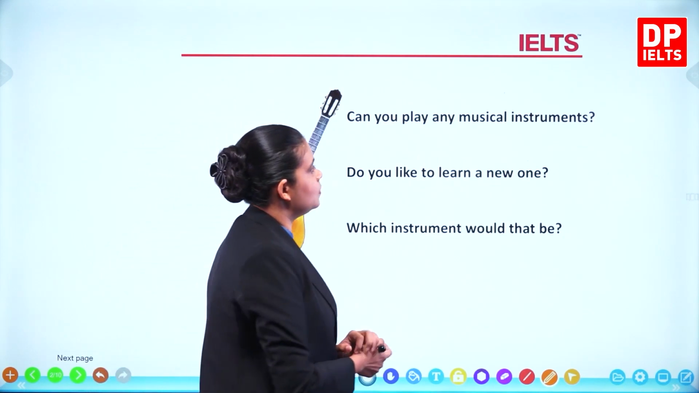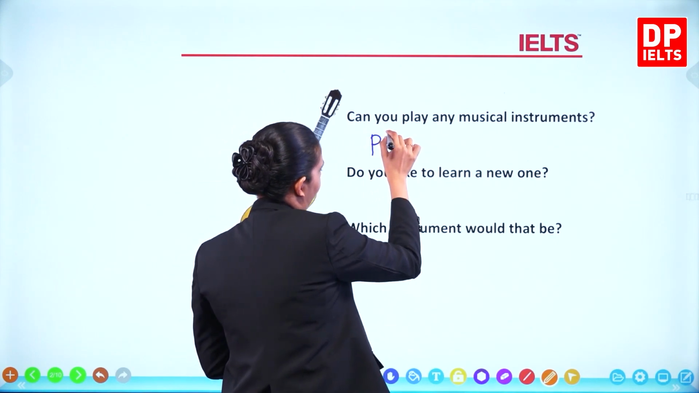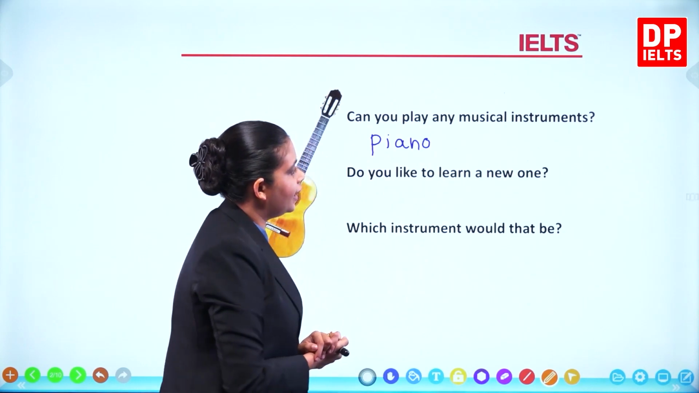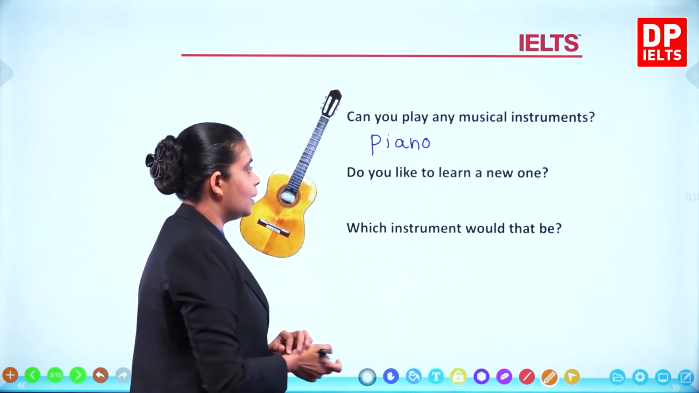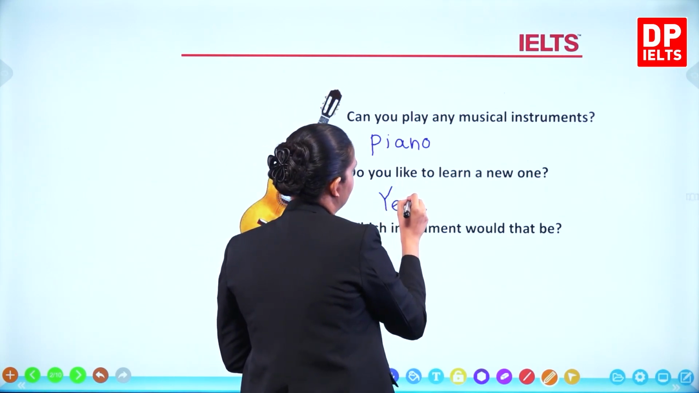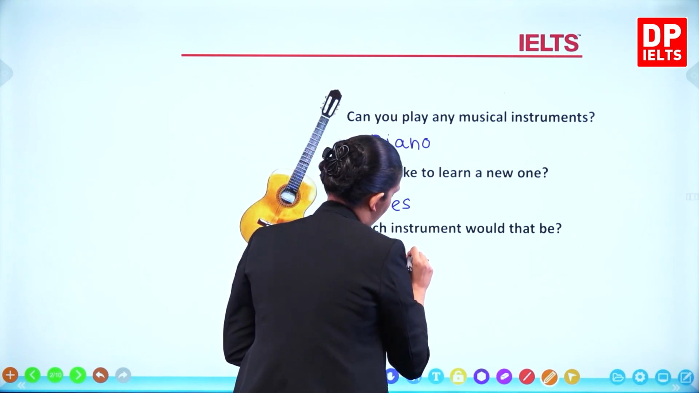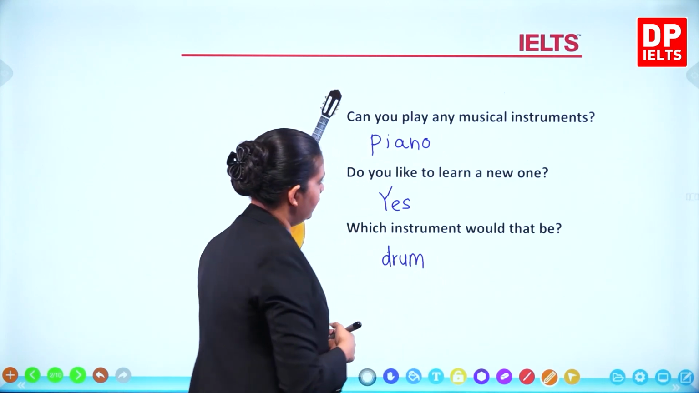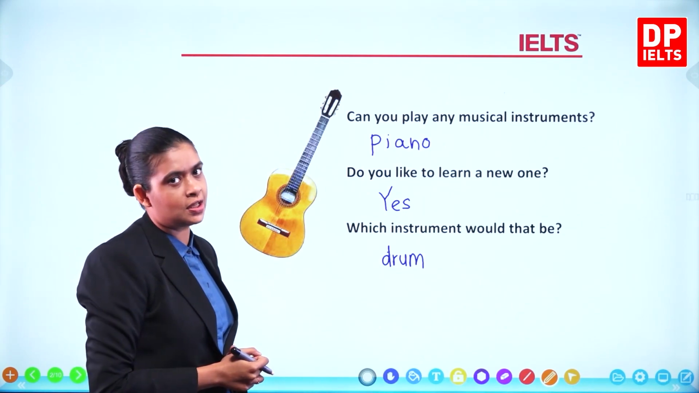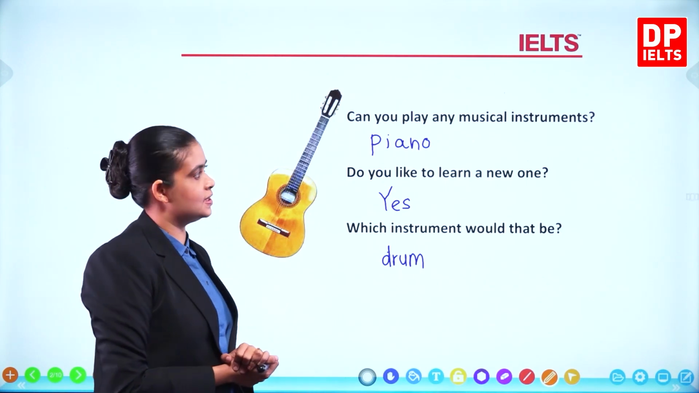Can you play any musical instruments? Yes, I can play the piano. Would you like to learn a new one? Yes, I would like to learn to play the drum.